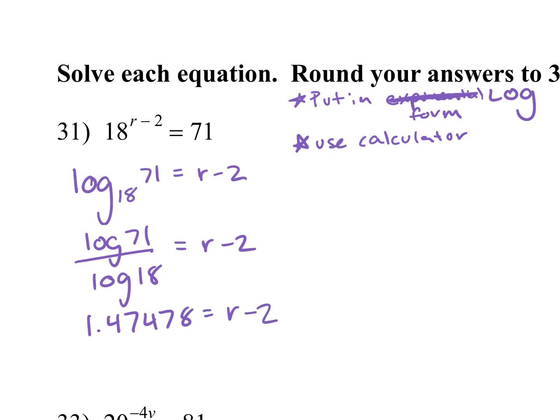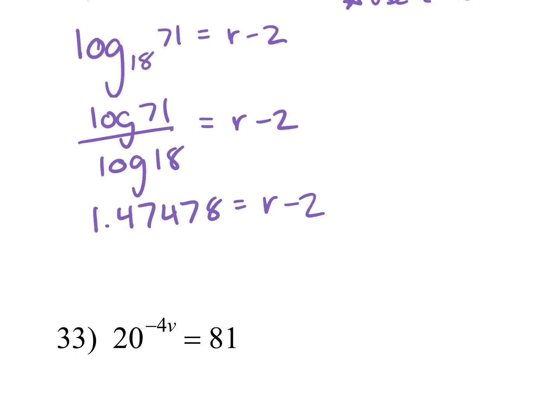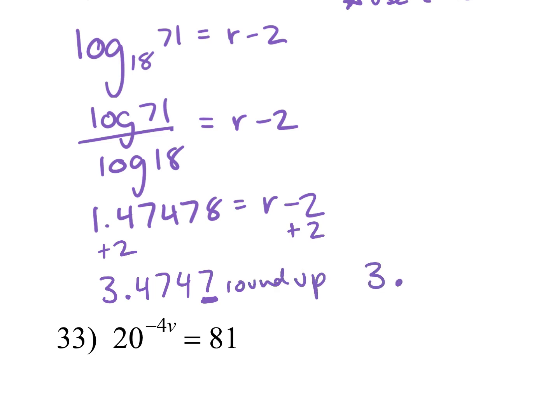So what do I have to do next? Add 2 to both sides. So we add 2 to that. So that'll give us 3.4747. So 7 means that I round up or stay the same? Round up. So it would round up to 3.475.